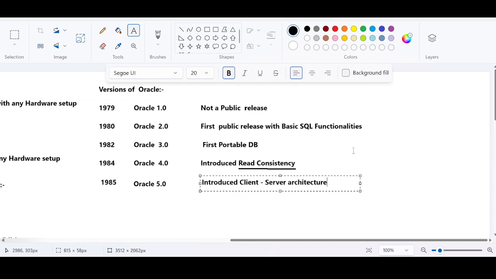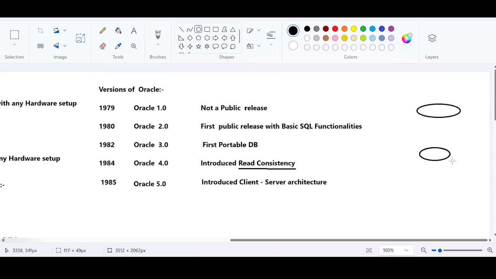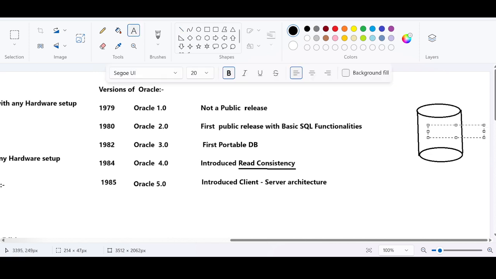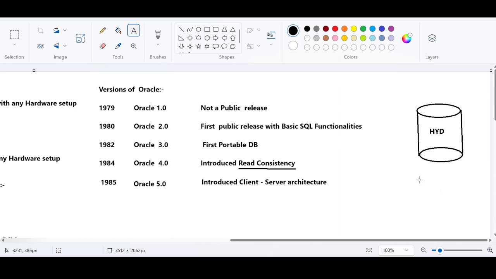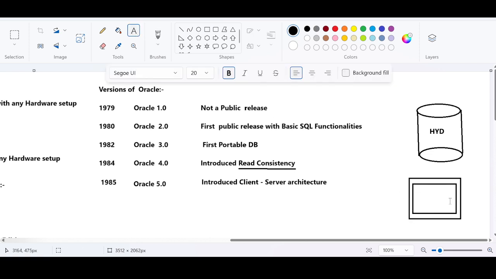This client server architecture means you can have the database anywhere. Let us say this database is somewhere in Hyderabad, and you can have a client anywhere. Let us say this client is somewhere in Chennai. I'm not talking about the distance. The database can be set up in any system. It is not specifically in the same system.